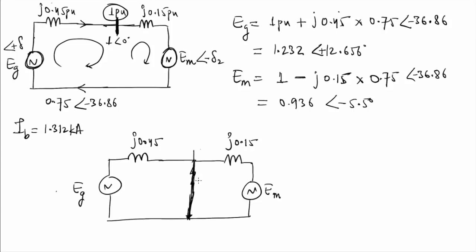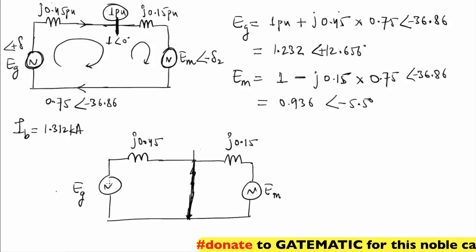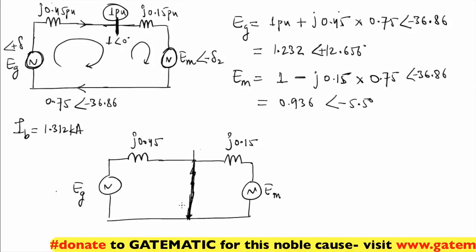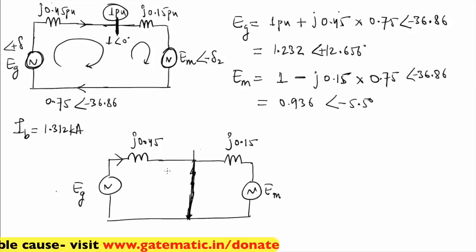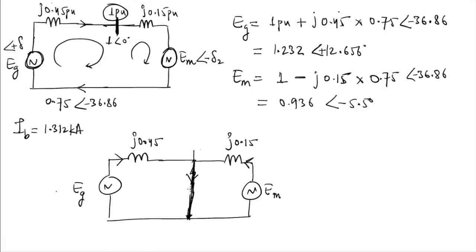If this is shorted, this motor will deliver energy to the system as well as this generator will deliver energy to this system. That means all the current flowing in the generator will go into the short circuit, as well as all the current flowing in the motor will go into the short circuit path. Got it? Initially during pre-fault, when the fault had not occurred, the motor was taking power. See here, the direction of current was something like this, meaning the motor was taking power.